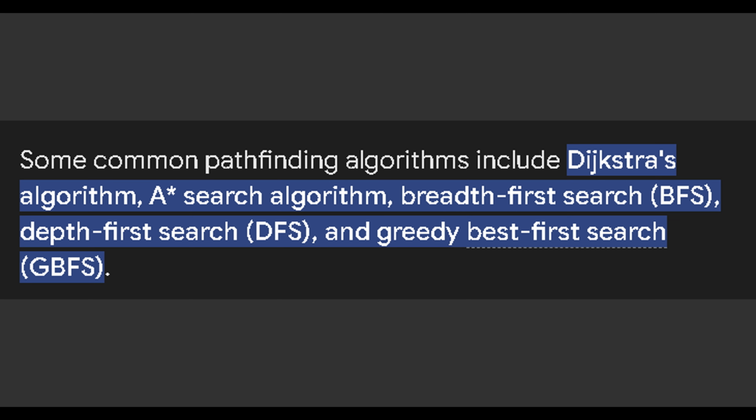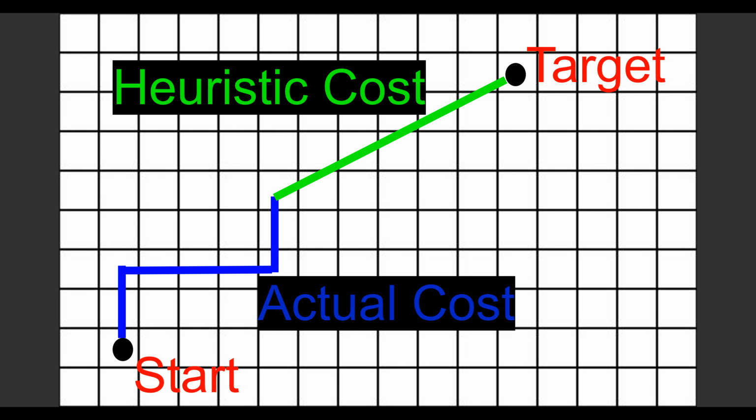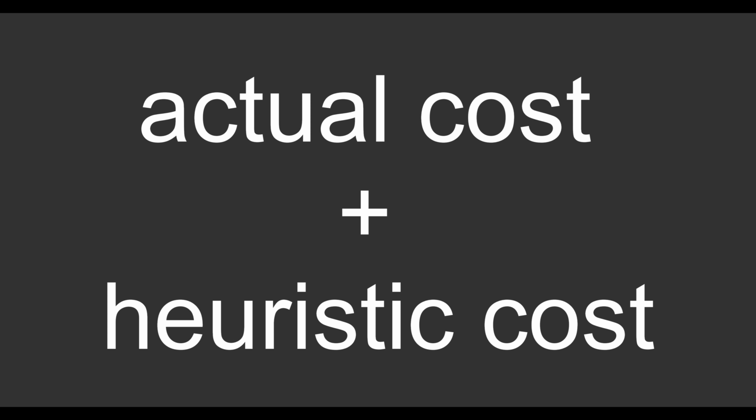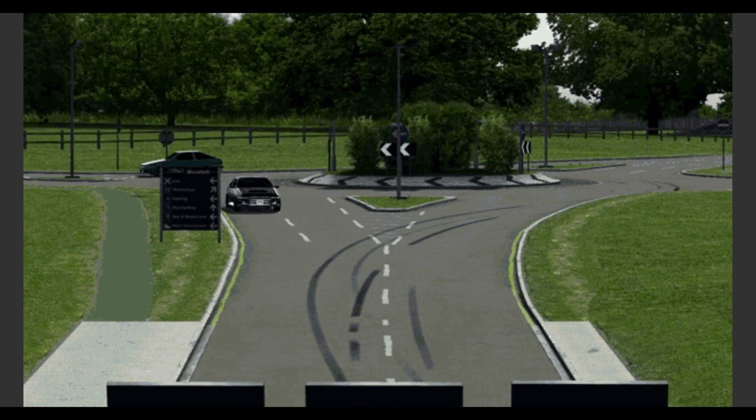But the question is, why use A star when there are other pathfinding algorithms? A star is special because it combines two smart strategies. It looks at how far you have traveled so far, which is the actual cost, and it also estimates how close you are to the goal, the estimated cost, also known as heuristic cost. So A star combines two costs to find the best path without taking unnecessary detours or going backward.